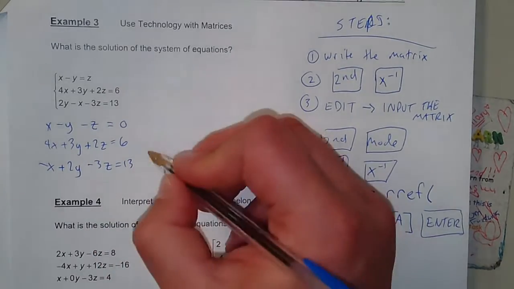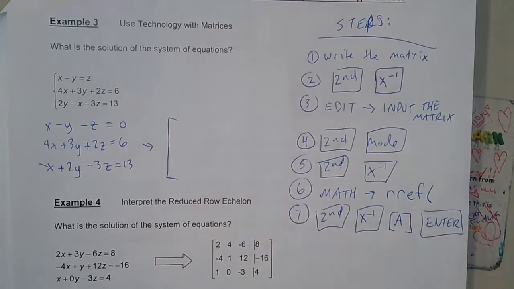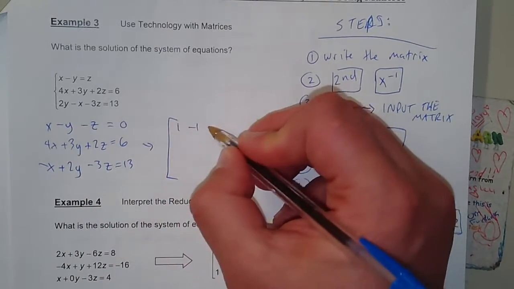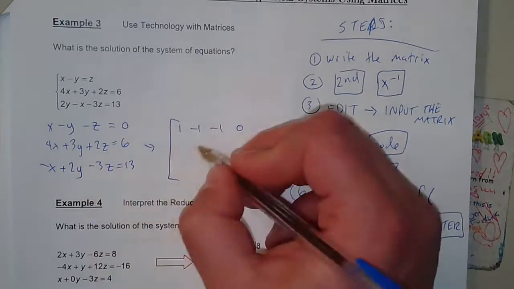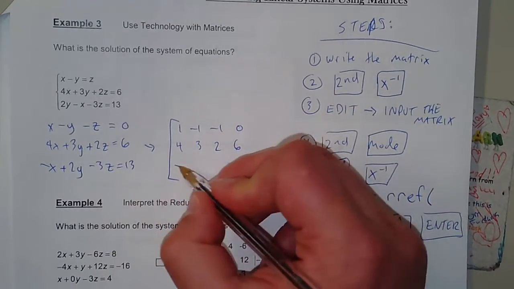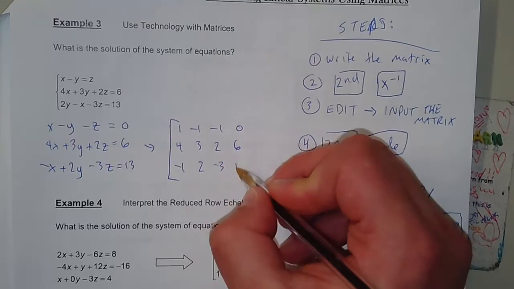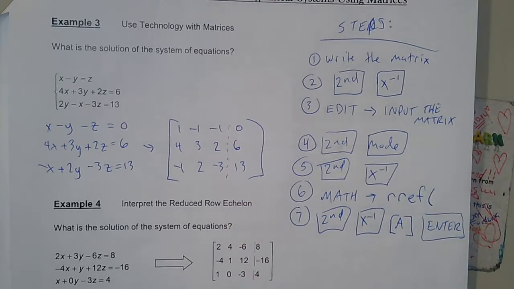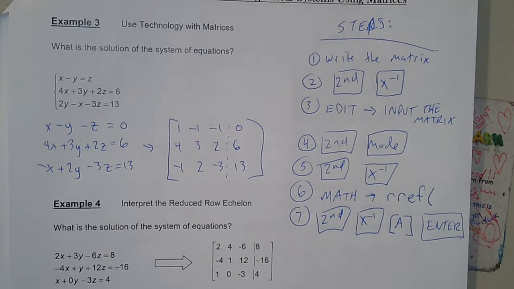All right, so cool. We can write that as a matrix, so we'll be able to input it in our calculator. That's going to be 1, -1, -1, 0. 4, 3, 2, 6. -1, 2, -3, 13. All right, so we've got that all set up, ready to be put in the calculator. That's the only real work you have to do. Everything else from here is done in the calculator, and then it's going to output your solution to this.